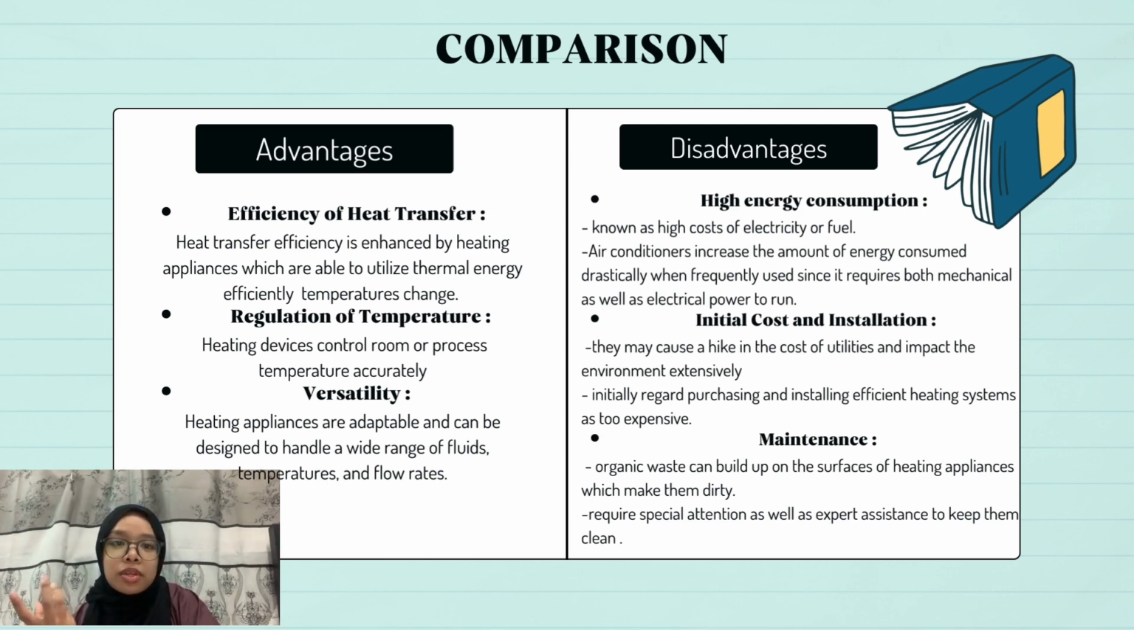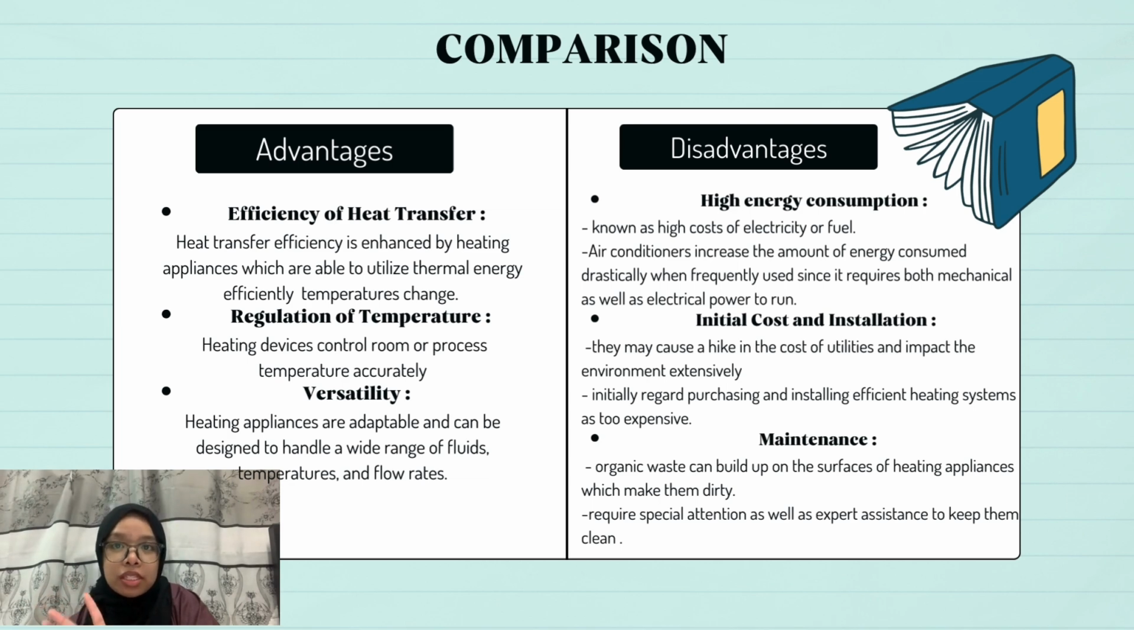In areas with expensive fuels or electricity, heating appliances can drive up utility costs and have a substantial environmental footprint. Air conditioners, known for high electricity consumption during regular use, contribute significantly to this cost, varying by location. Moreover, for homes and businesses, the upfront investment in purchasing and installing an efficient heating system can sometimes be perceived as costly. The third disadvantage is maintenance matters.